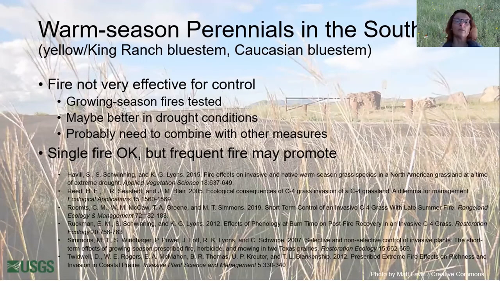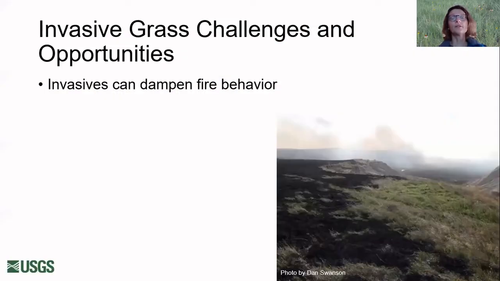Or as with the woody encroachers, fire in conditions outside the usual prescribed fire window may be needed. So in more severe conditions as in drought or mid-season. Another challenge with some of these invasive grasses is that, like the deciduous shrubs at Kanza, they can dampen fire behavior during prime prescribed fire seasons.